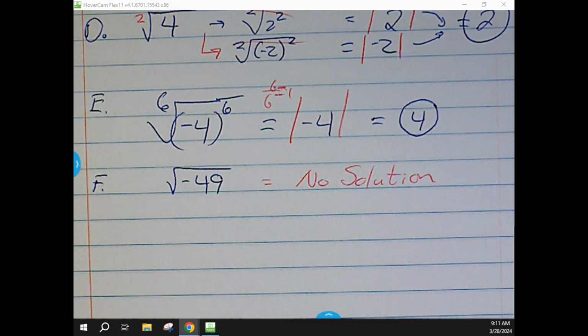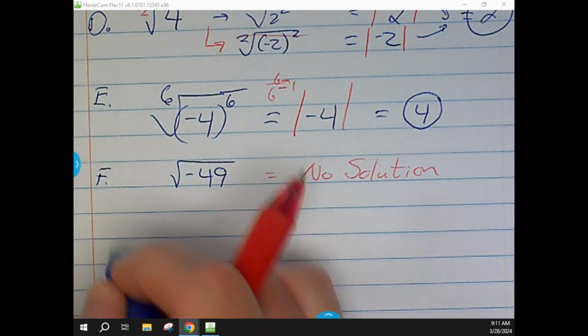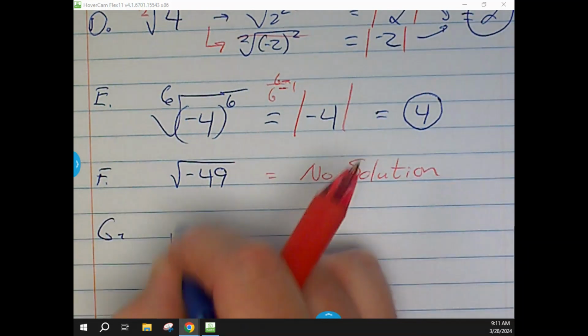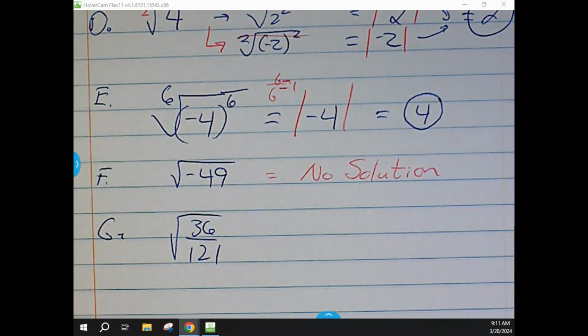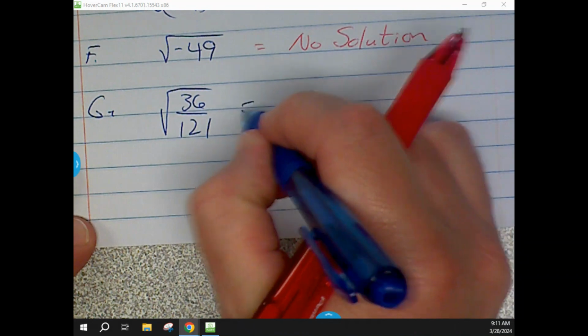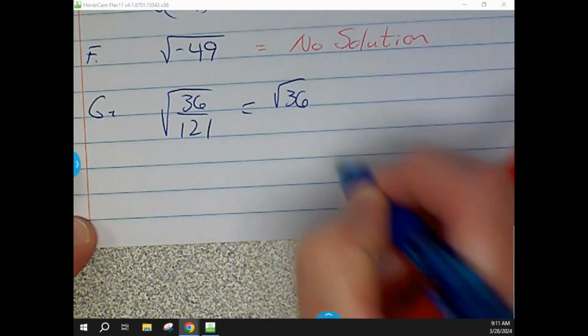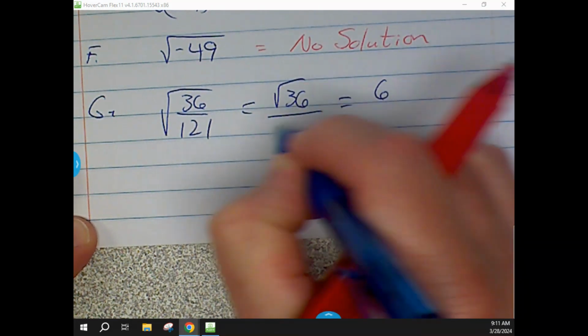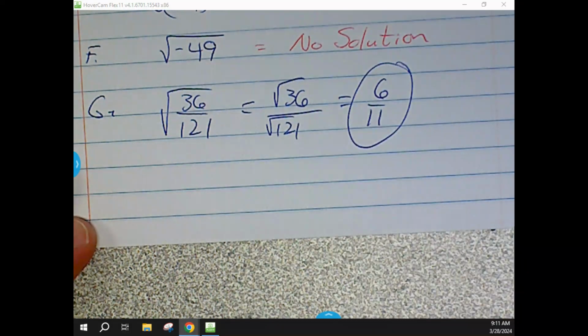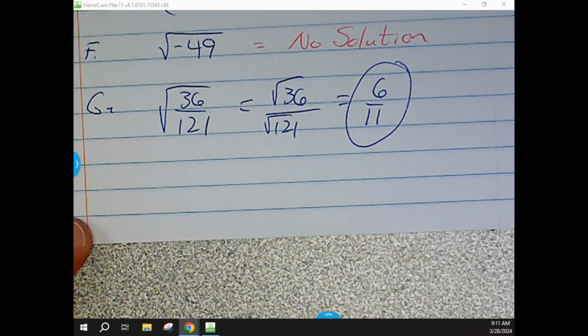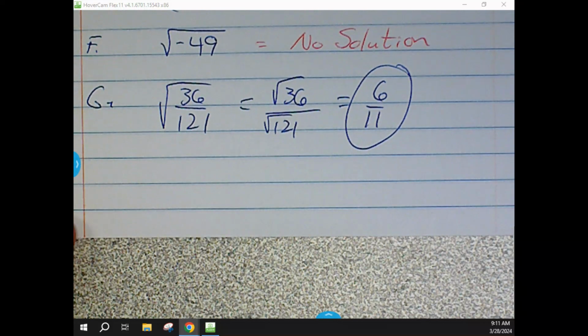Okay, if they happen to throw a fraction at you, it's the square root of 36 over 121. You can do it separately. What's the square root of 36? 6. What's the square root of 121? 11. So now we just make it 6 over 11. And that would be an answer where you would not put it in decimal form. It should say write the answer as a fraction in simplest form.